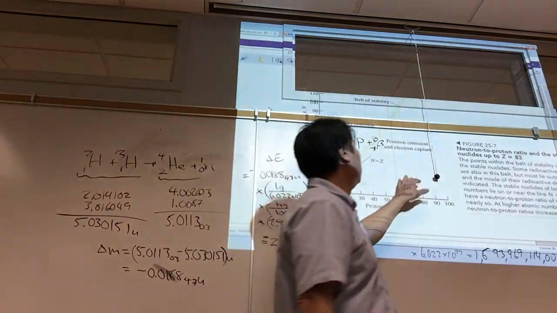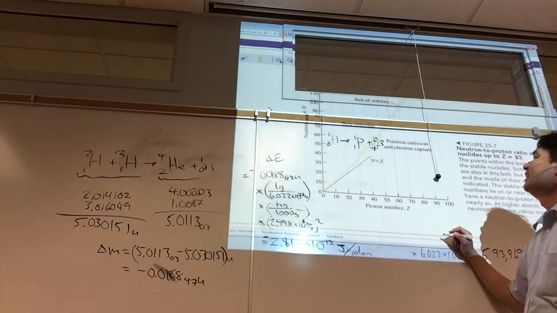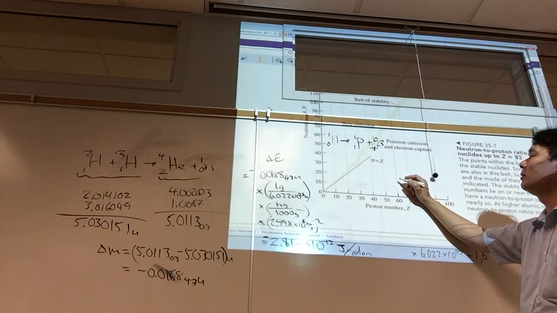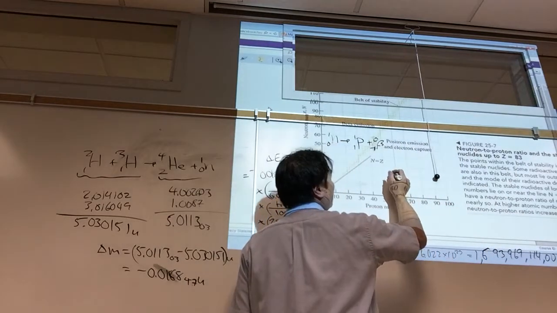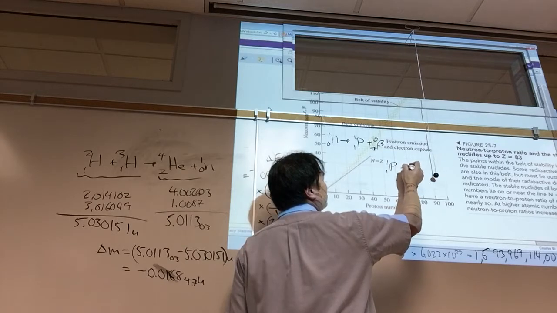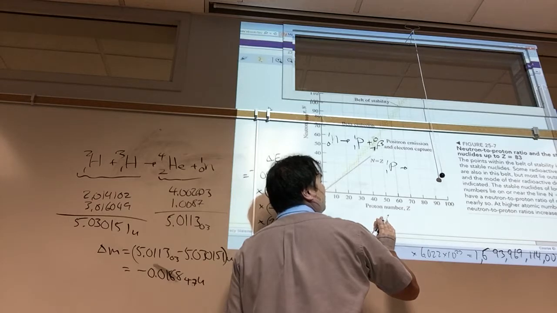Over here, if we have too many protons, do you know what we could do? We could do positron emission. And so what is positron emission? What is a positron? A positive electron.